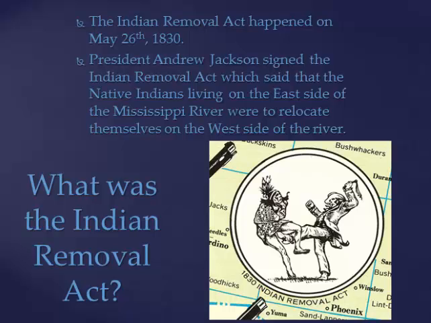The Indian Removal Act was where President Andrew Jackson decided to sign a law saying that the Native Indians living on the east side of the Mississippi River had to relocate themselves on the west side of the river. And that law was passed on May 26, 1830.